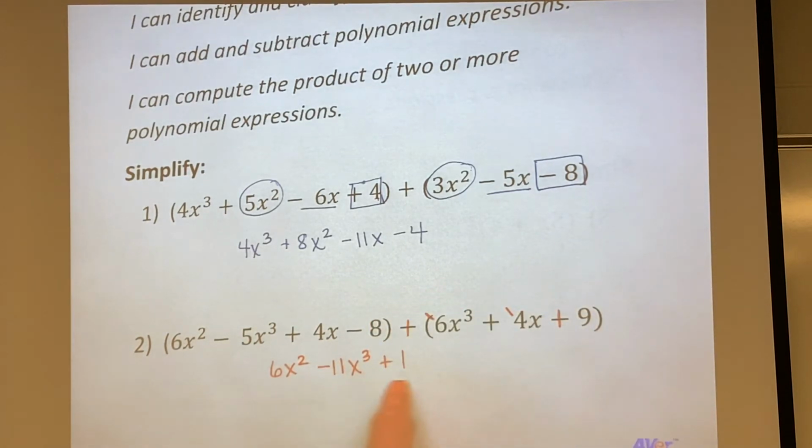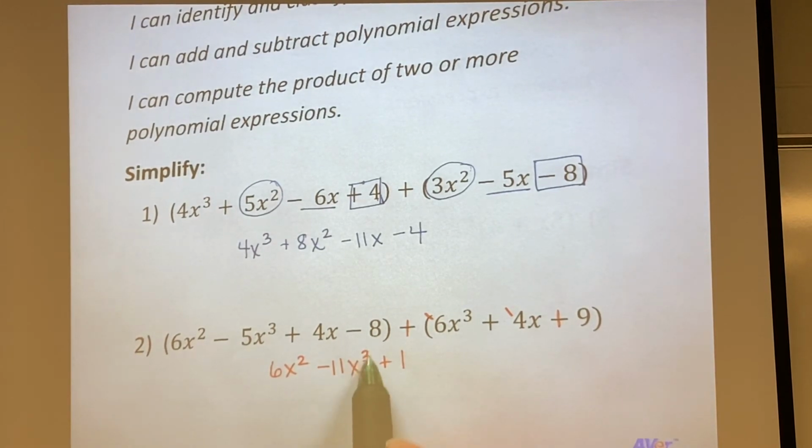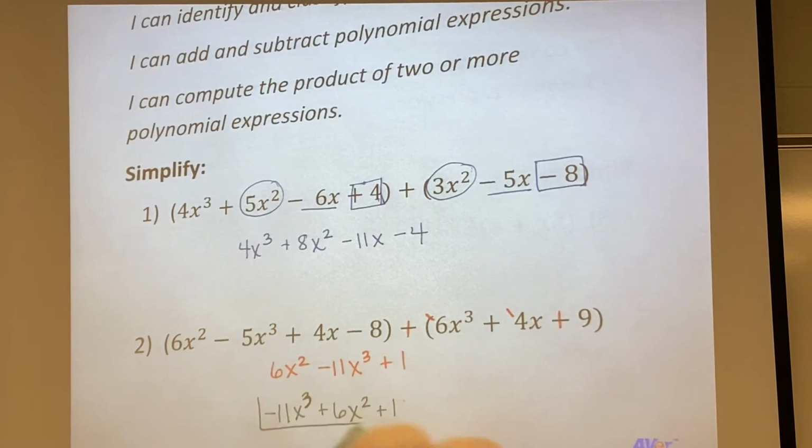Now there's nothing in our answer that is alike, so there's nothing more to combine, but this isn't our final answer. When we write our final answer, we want the largest degree to come first. So the largest degree is the same thing as that exponent, so this negative 11x cubed needs to come first. I can't write a 3. Notice that the negative stays with it. This is a 6x squared, it's positive, so positive 6x squared plus 1. And that is our final answer.